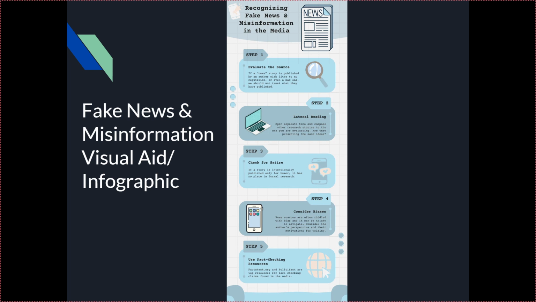Step 4, consider biases. News sources are often riddled with bias, and it can be tricky to navigate. Consider the author's perspective and their motivations for writing. And step 5, use fact-checking resources. Factcheck.org and PolitiFact are top resources for fact-checking claims found in the media.